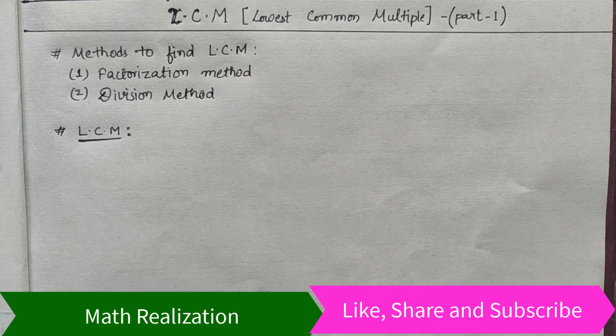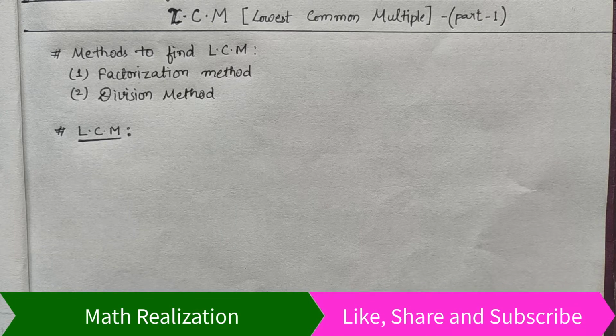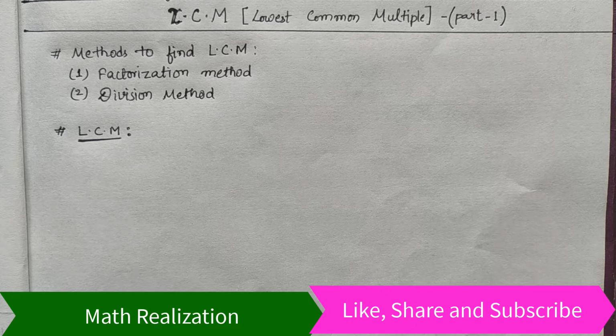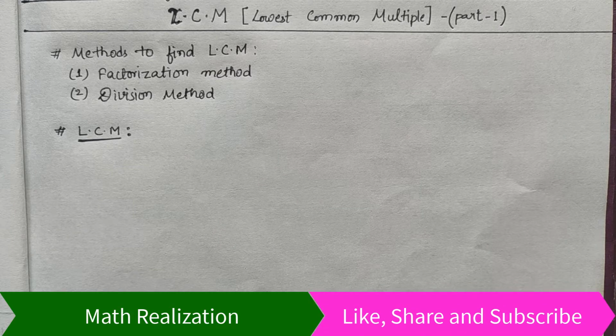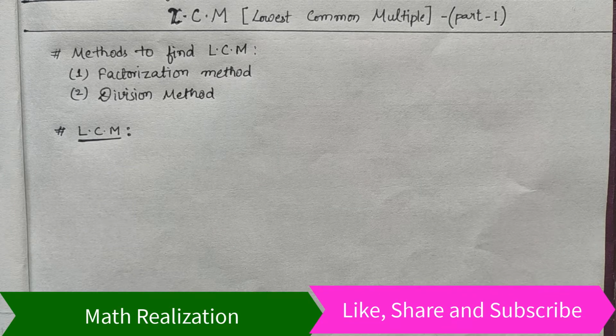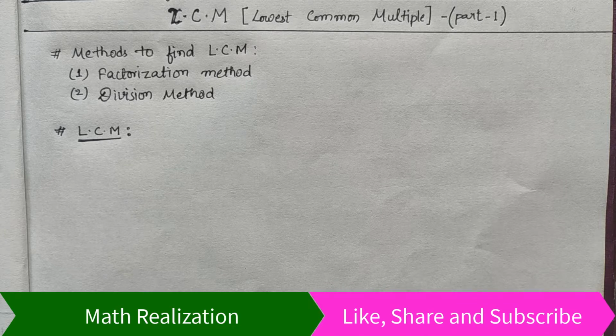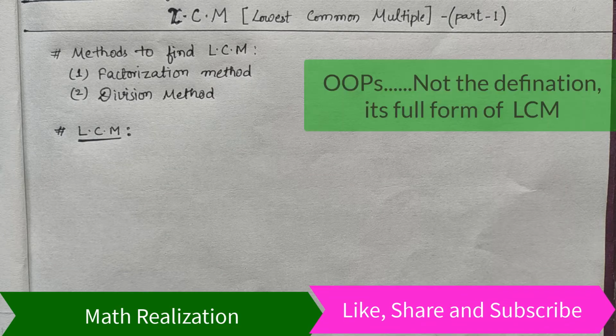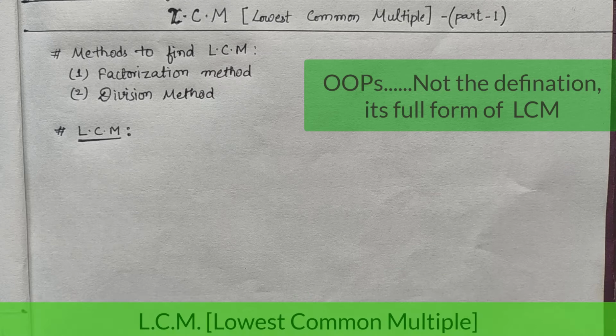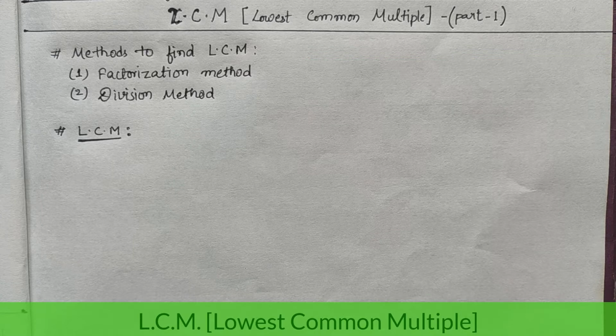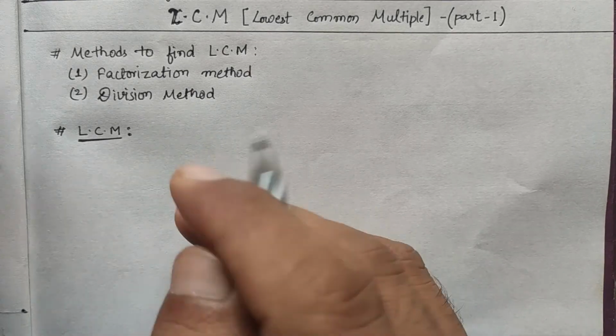So on this episode we are here to discuss LCM. So let's start our class. So here, the definition of LCM is lowest common multiple. All of you know that. And we are going to discuss the methods to find LCM. That is, the methods are factorization method and division method.